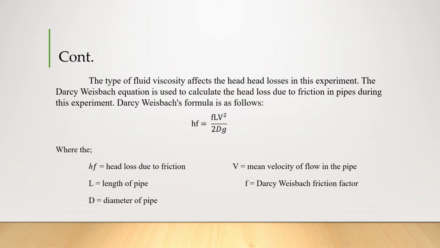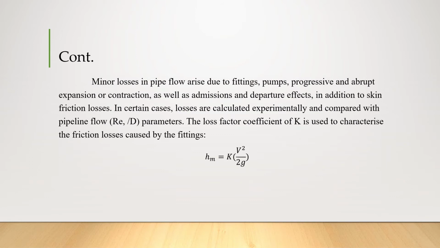This is the Darcy-Weisbach formula, where hf is the head loss due to friction, L is the length of pipe, D is the diameter of the pipe, V is the mean velocity of flow in the pipe, and f is the Darcy-Weisbach friction factor. Minor losses in pipe flow arise due to fittings, pumps, progressive and abrupt expansion or contraction, as well as admission and departure effects in addition to skin friction losses. In certain cases, losses are calculated experimentally and compared with pipeline flow parameters. The loss coefficient K is used to characterize the friction losses caused by the fittings.